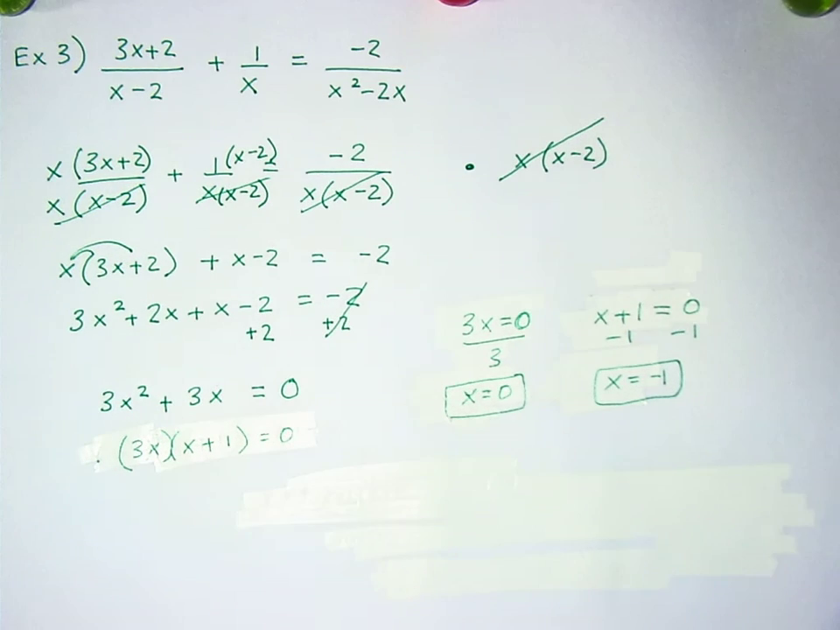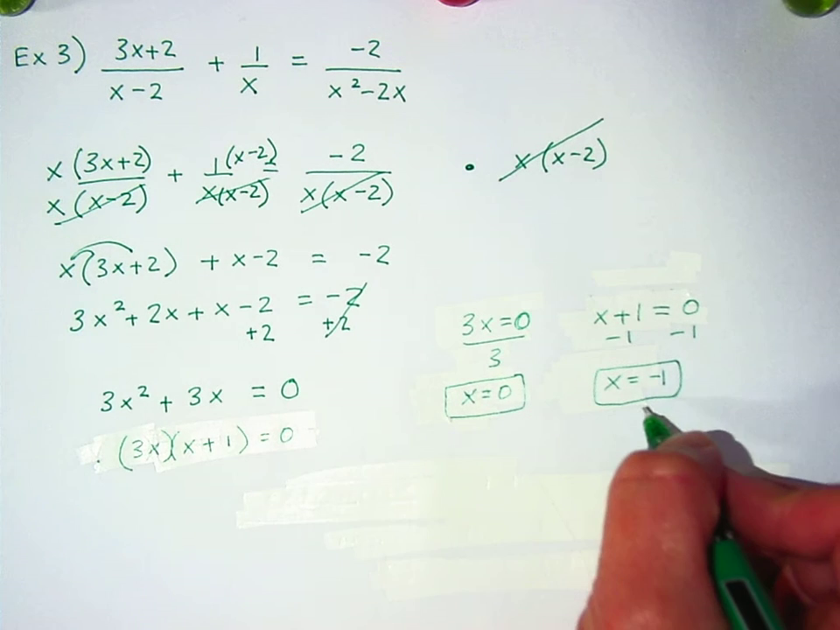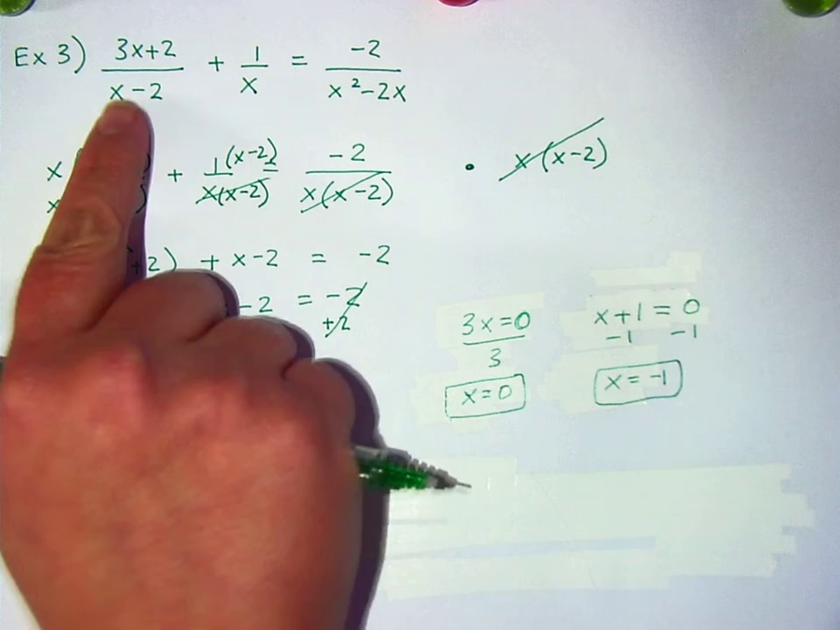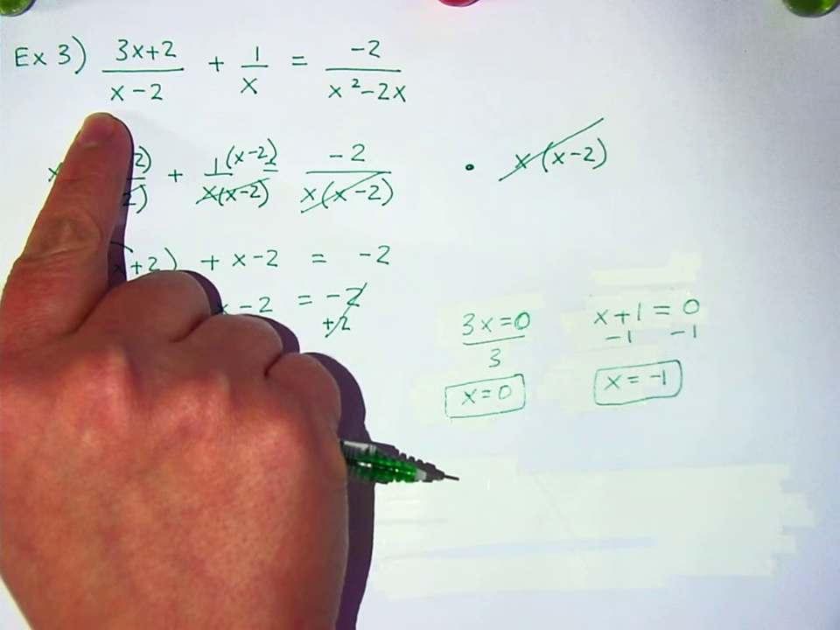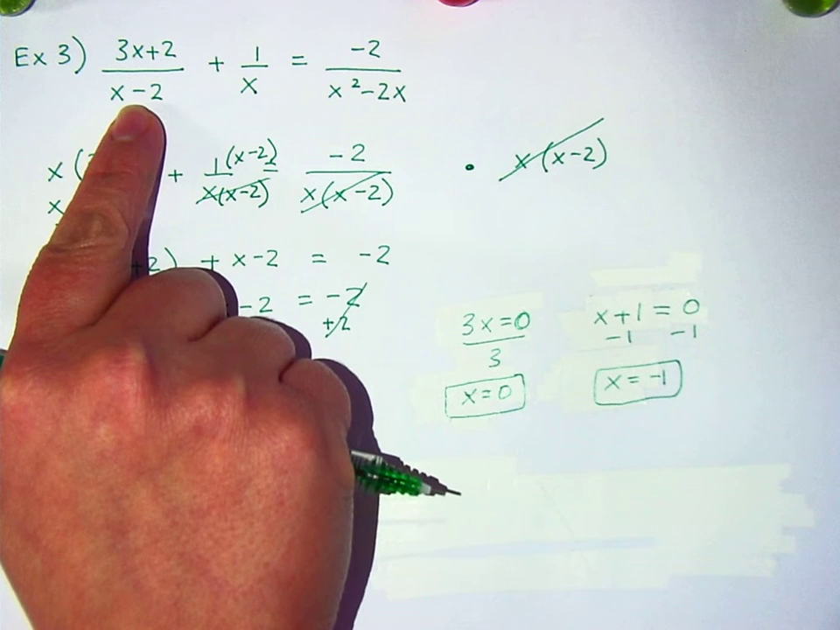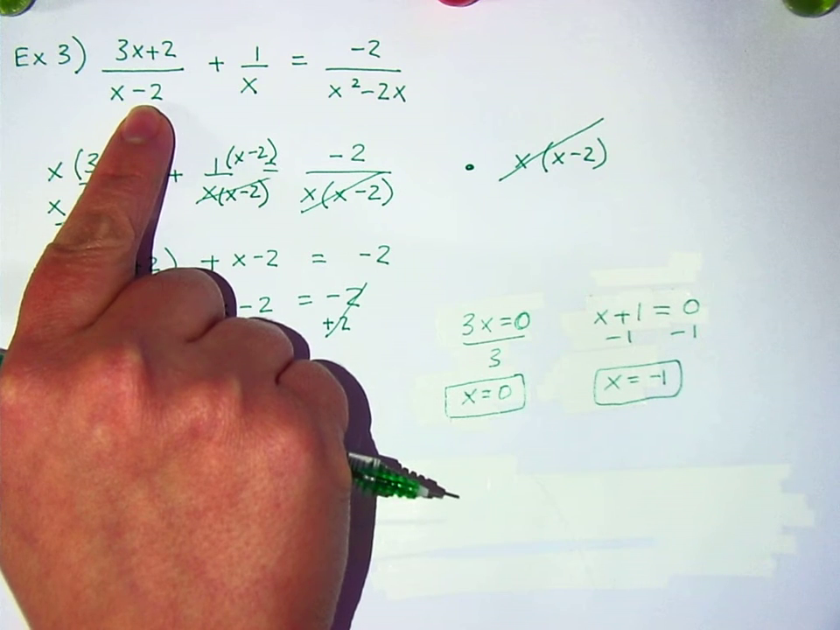For example, on this one we get x equals 0 and x equals negative 1. But on the original equation, right here, if we had gotten the answer 2, because 2 minus 2 is 0, then we would have had to say, ooh, that one can't work because you can't divide by 0.